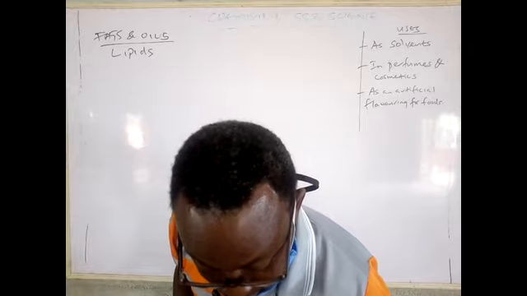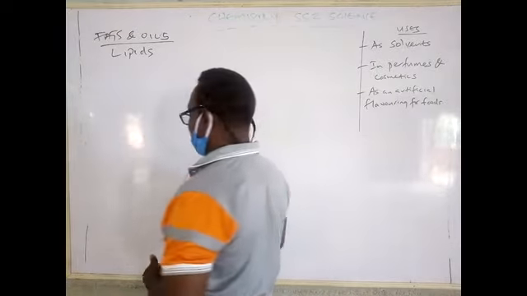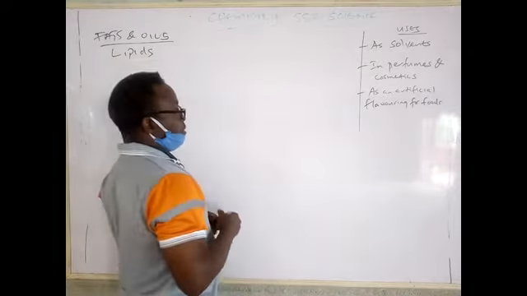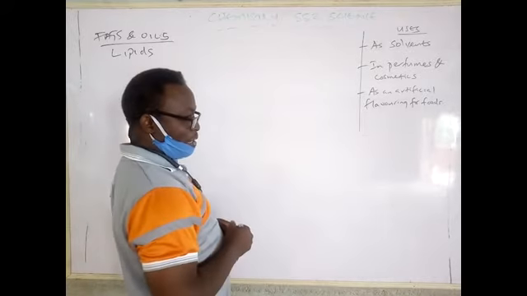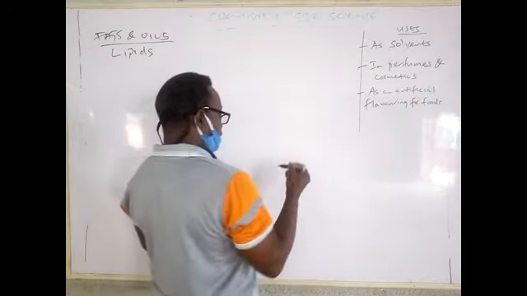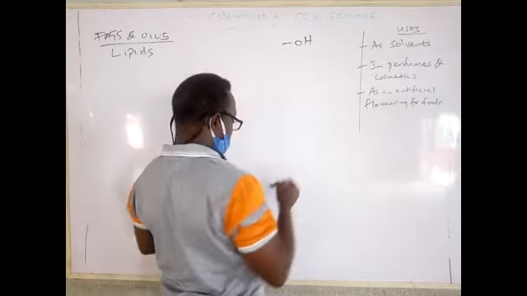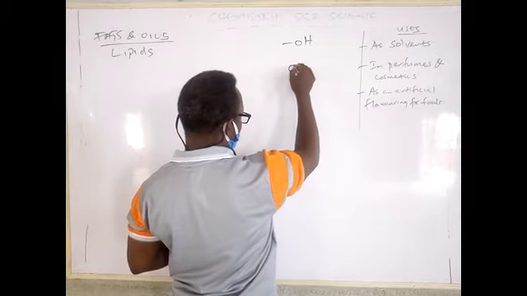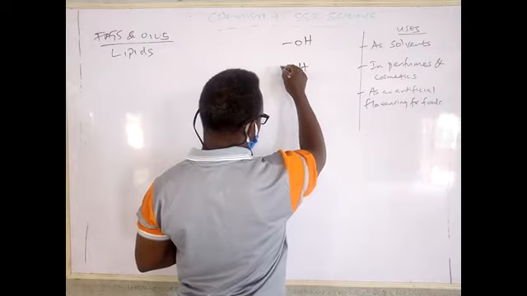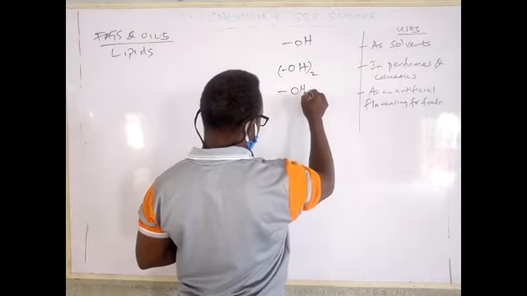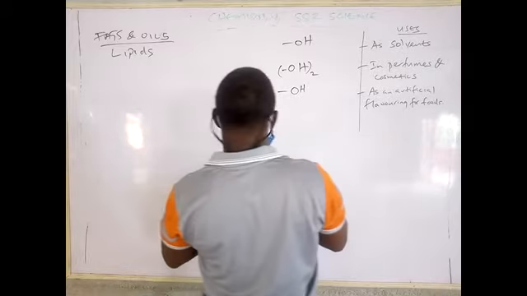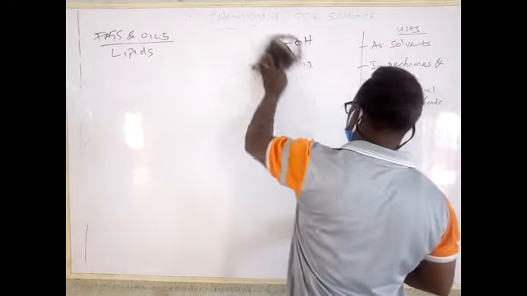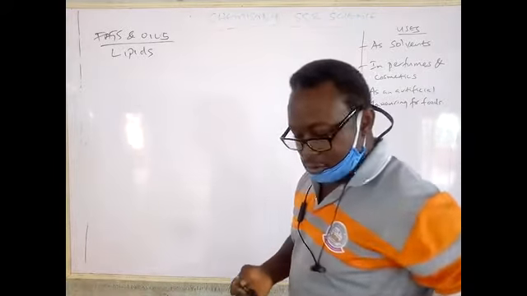Both are esters of a trihydric alkanol. If you remember your organic chemistry 1 very well, we have monohydric, dihydric, and trihydric alkanols. Any compound with 1 hydroxyl group is a monohydric alkanol. Any one that has 2 hydroxyl groups is dihydric, and any one that has 3 is trihydric. So we have the general ones like ethanol, butanol, propanol, hexanol. They are all monohydric alkanols.